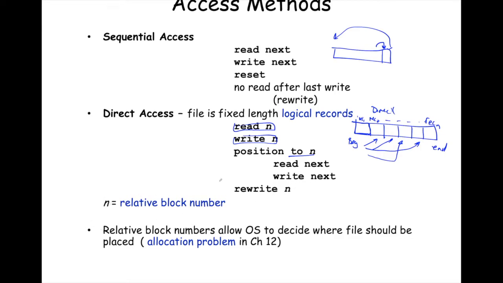This n here is the relative block number, and these blocks are the units, to describe more generically the data structure or the record structure in your array of records for this direct access. Because these block numbers are relative, you can position your cursor arbitrarily and do a read or write anywhere instead of relying on going in sequence from the beginning to the end. The relative block numbers allow the operating system to decide where a file should be placed, specifically at some offset.